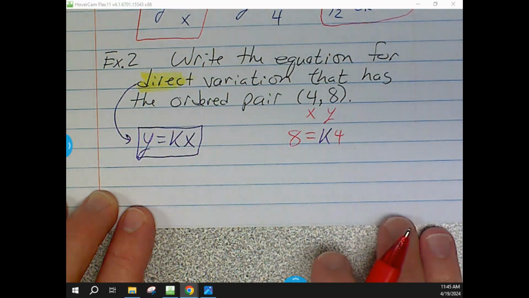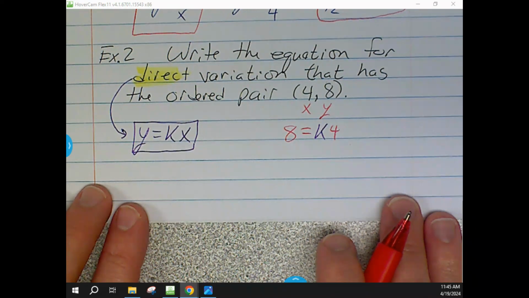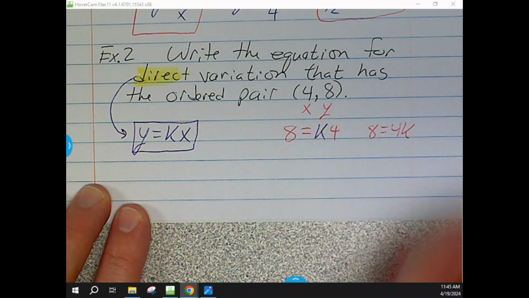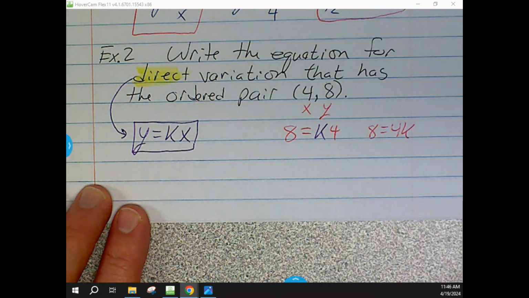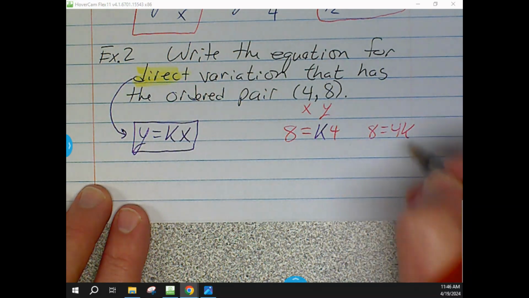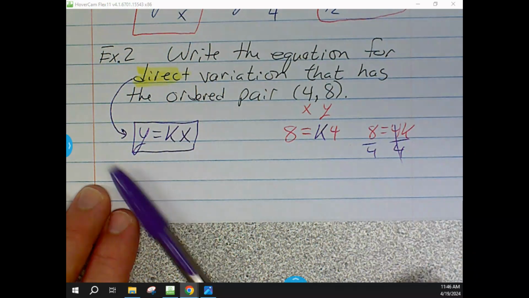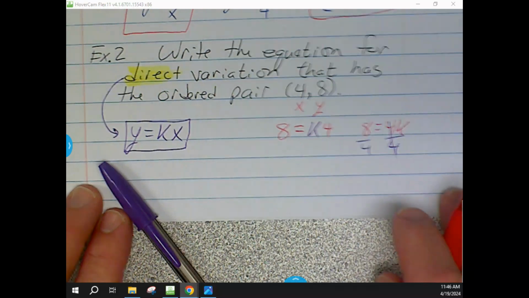Okay, now the only thing with that one is with the k value being in front, you can basically just switch those two around because we're used to seeing it like that, where it's 4k and not k times 4. So for that one, all we got to do is just divide by 4. So we know that the k value is going to equal 2.